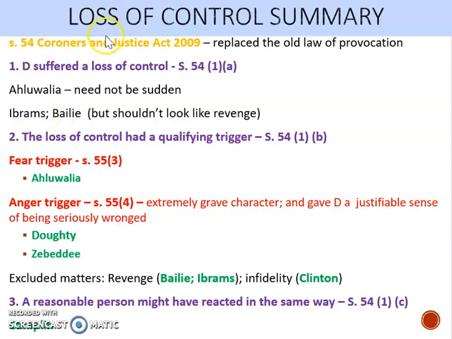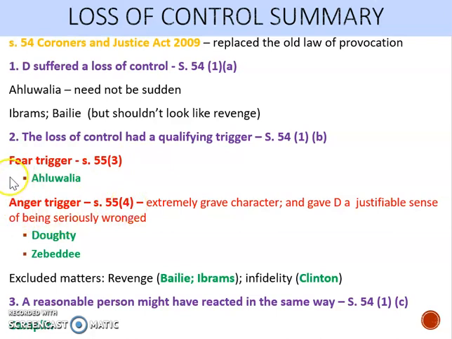Second requirement, once you've proved there was a loss of control, is that the loss of control had a qualifying trigger. And these are under section 54(1)(b). Remember, you want to put sections into your answer where possible, because that's going to lift you hopefully into the top mark band. So you've got to show that the loss of control was due to a qualifying trigger. And there are two triggers under the Act. There's a fear trigger, section 55(3), and there's an anger trigger, section 55(4).